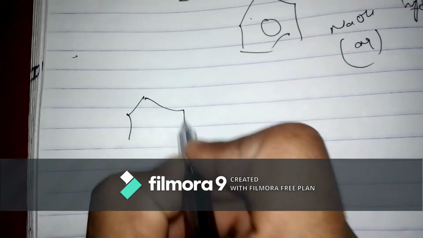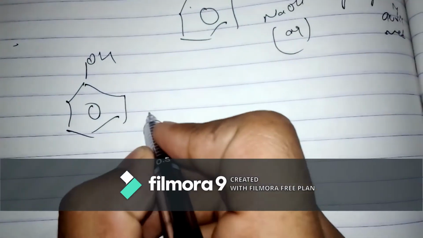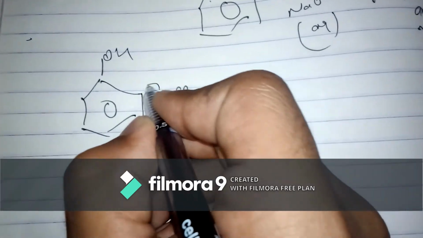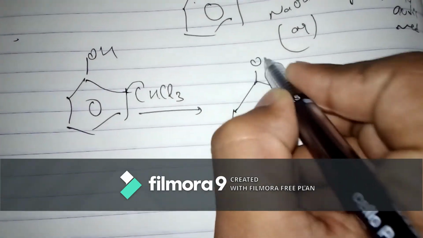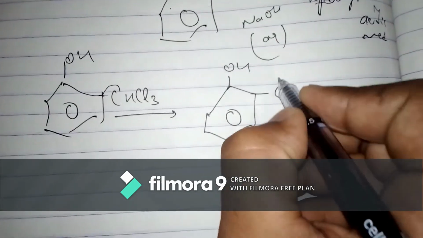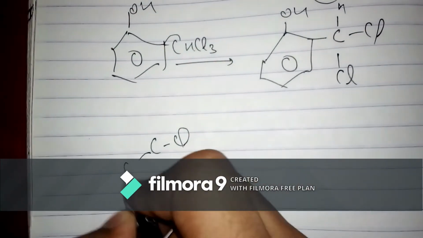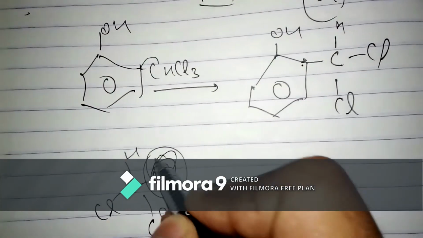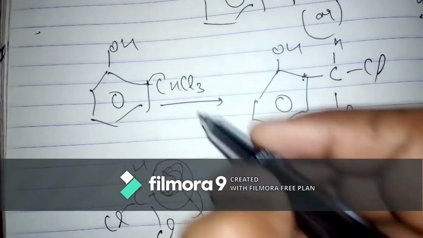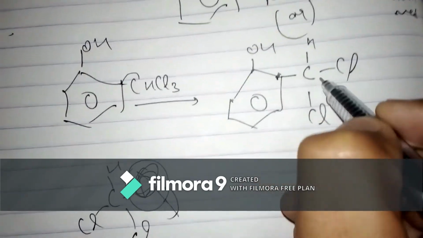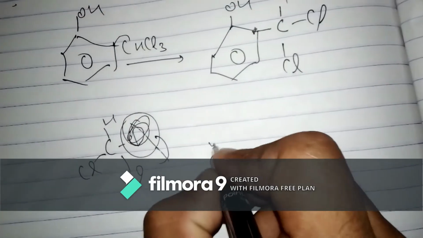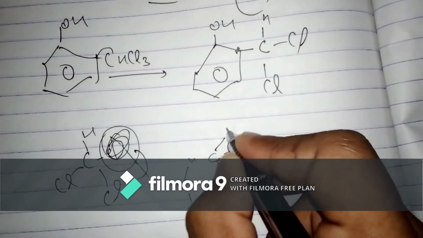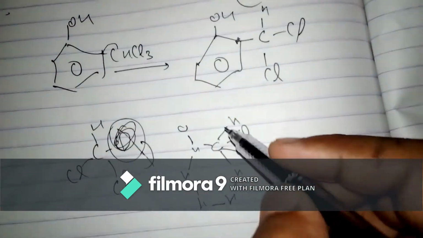So first of all, draw phenol. Now it is reacted with chloroform, meaning CHCl3. Whenever it is reacted with CHCl3, the chloroform goes and adds here, OH and CHCl2. Chloroform has 3 chlorine and 1 hydrogen. In place of the hydrogen of this benzene ring, this carbon atom is attached. If you see the real structure, it will be somehow like this: H, CCl, Cl, H.